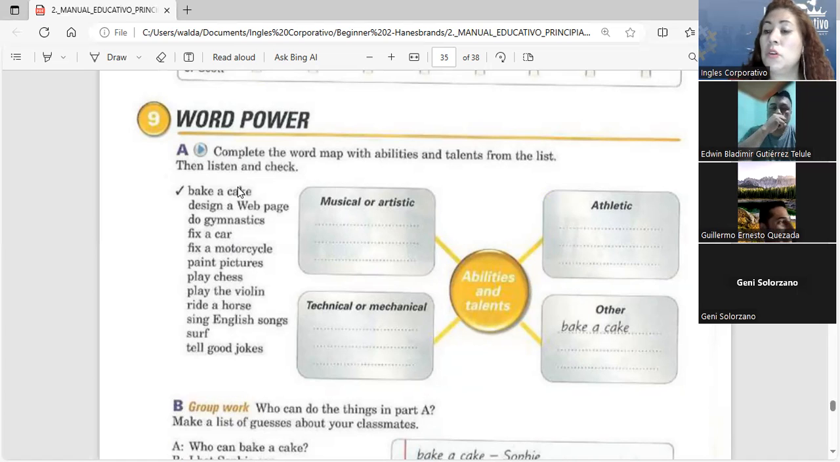No? No, I can't. Good, okay. Design a web page. Do you understand design a web page?